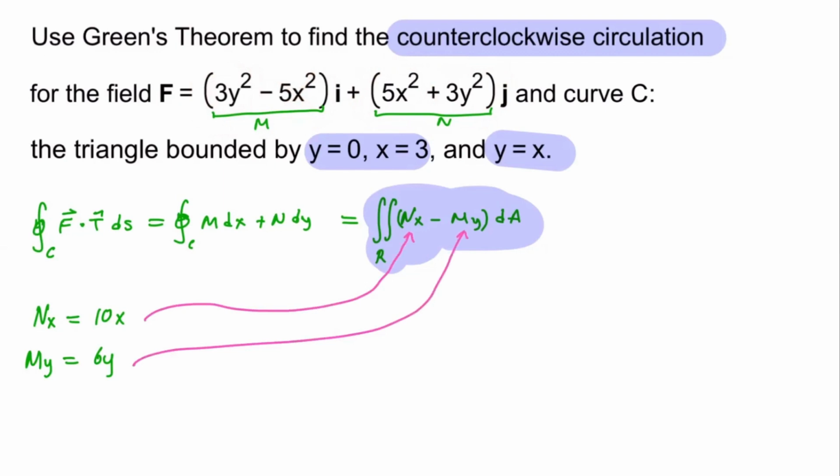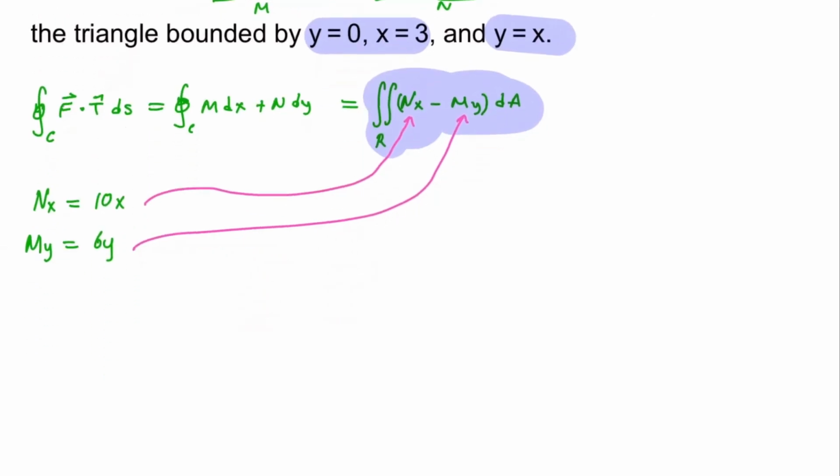But we need to figure out how the region R looks, because from that we're going to pick dA, whether it's a type 1, type 2, or polar. Most likely this is not a polar region. So let's go ahead and sketch. We're looking at a triangular region bounded by these curves.